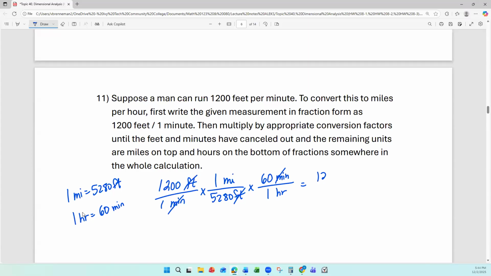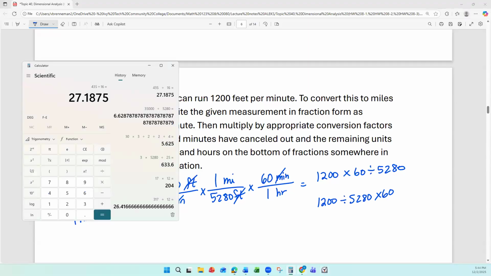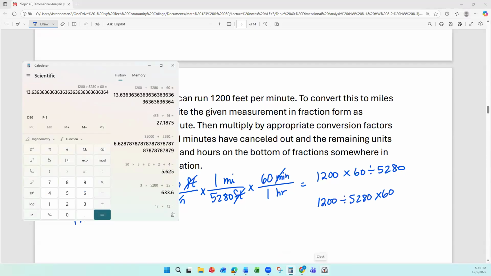And I'm going to take 1,200 times 60 divided by 5,280. Or if you're using something other than the calculator, if you prefer to just go left to right versus top to bottom, 1,200 divided by 5,280 times 60. On the Alex calculator, because it puts you in fraction format as soon as you do the division, it's probably easier to save all the divisions for the end. This comes out 13.6.